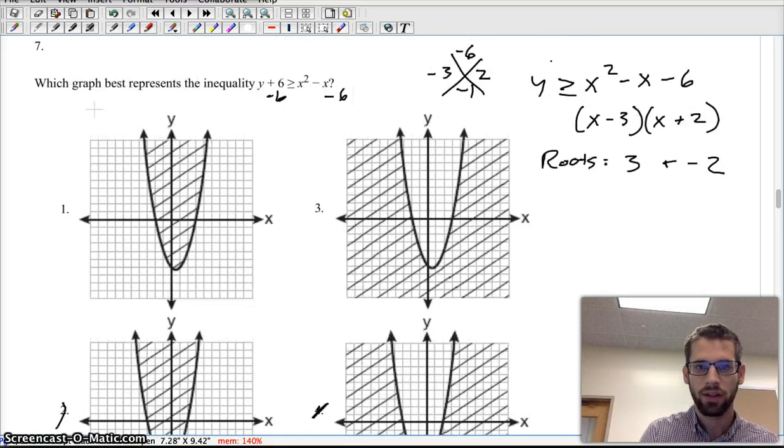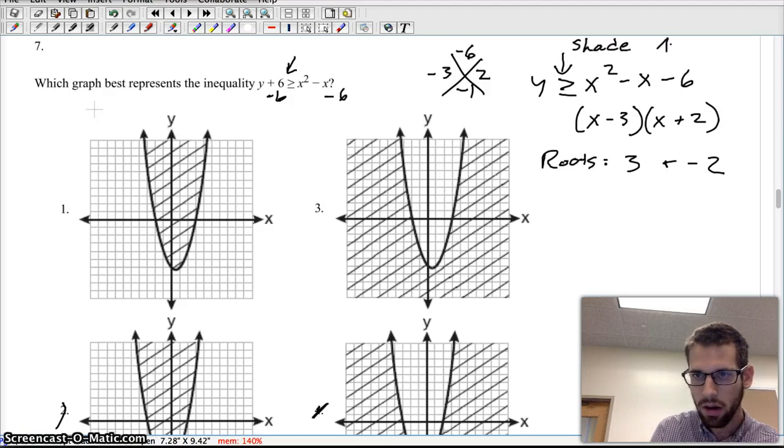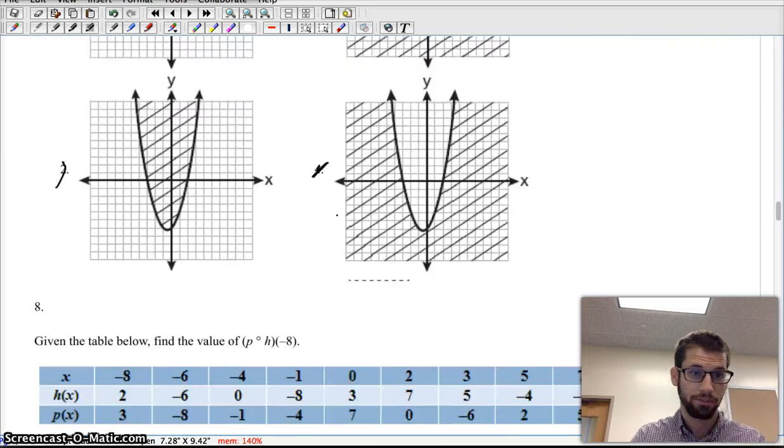So then let's see what my sign is. So I know here that we have a greater than sign. These are greater than signs, so I'm going to shade above. So that's going to be answer choice number 1.